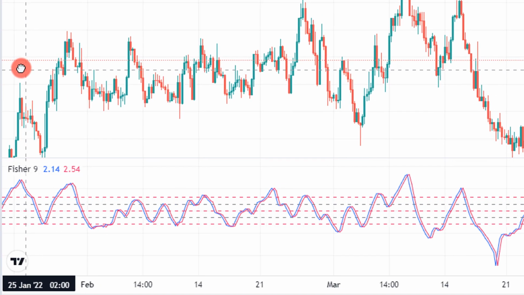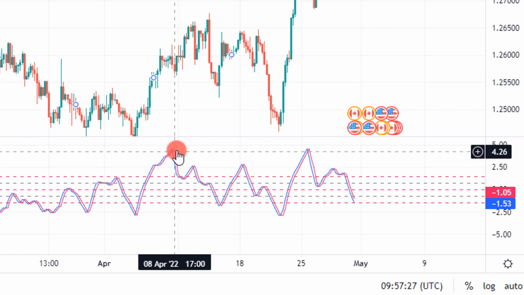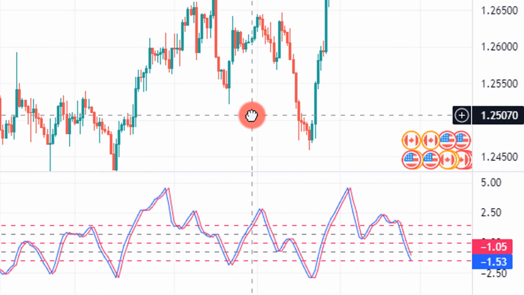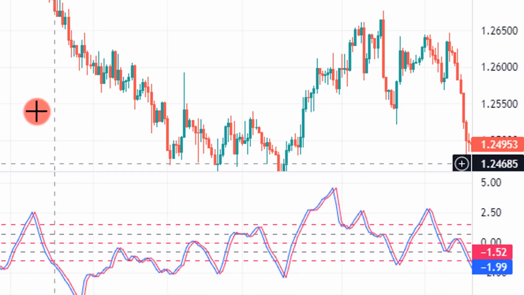But sometimes it gives the wrong signal. As you can see here, these two lines have come down to the bottom after crossing each other, but the market didn't come. So this is a false signal. So how to take entry at such a moment?